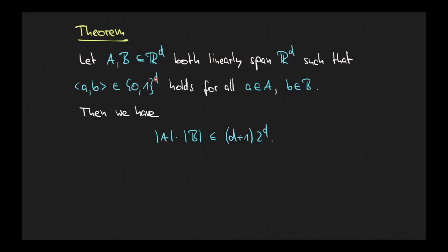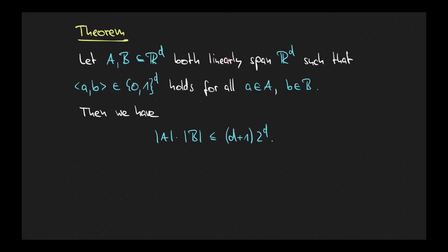Okay, that doesn't make sense. So this D doesn't make sense. Okay, it's either 0 or 1 all the time. Okay, then you can show that, or that's what we do. We show that the product of the sizes of these two sets is bounded by that number, D plus 1 times 2 to the D. Okay. And you need that requirement.